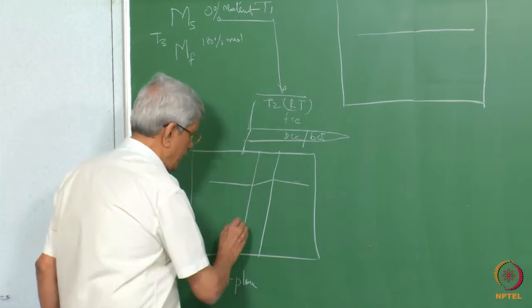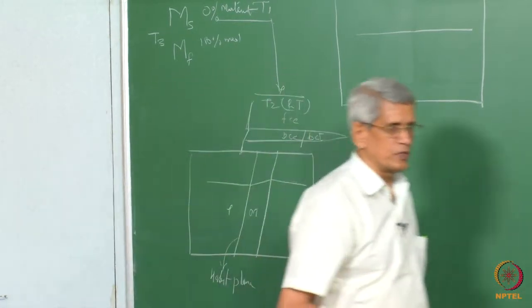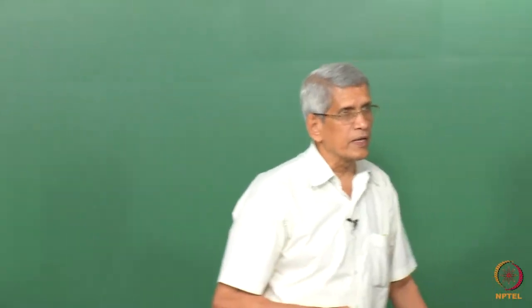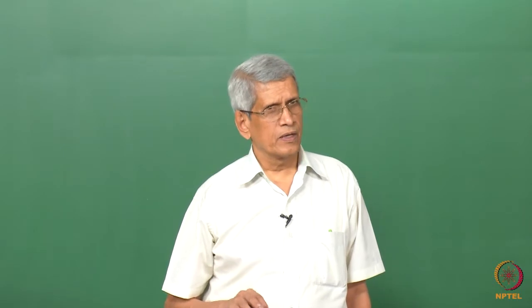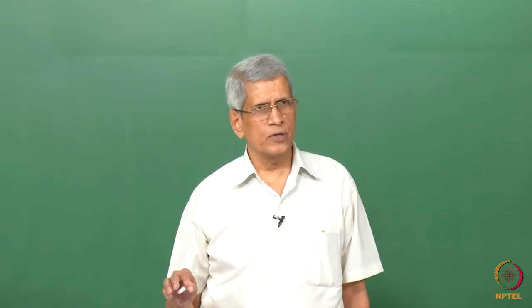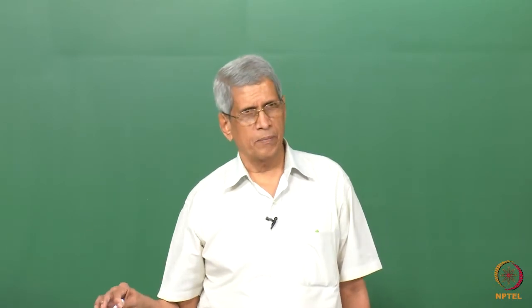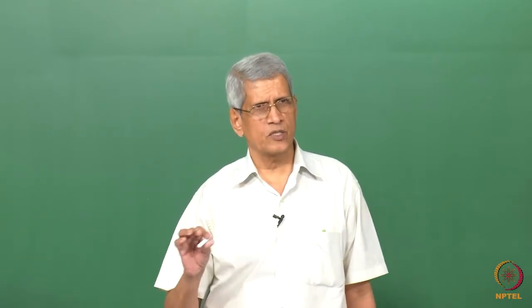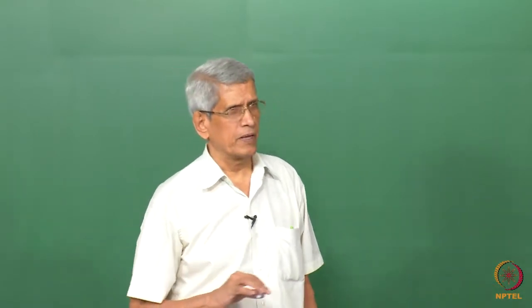That is the plane in which the martensite and the parent phase are joined together. If we do electron microscopy on this sample, I can find out the orientation relationship between the martensite and the parent and find out which directions match with which directions. All this information we can get.